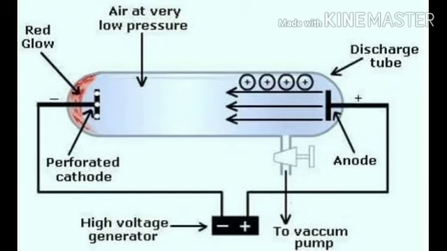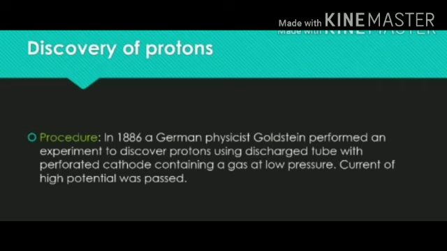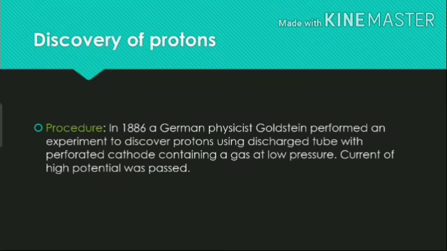Like the electron discovery, I am starting with the procedure of this experiment. In 1886, the German physicist Goldstein performed an experiment to discover protons using a discharge tube with a perforated cathode containing a gas at low pressure. A current of high potential was passed, the same as we used in the electron discovery. A perforated cathode means holes in the cathode so that anode rays can pass through and produce a red glow in the left corner.